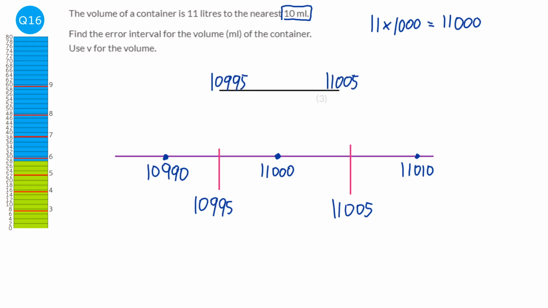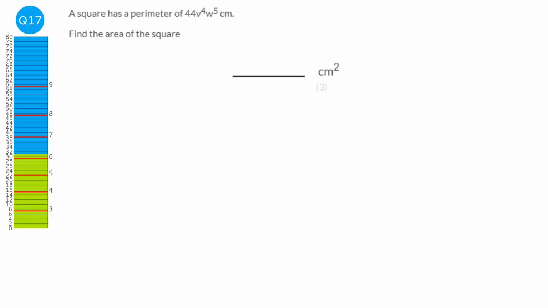And we just need to say that v can be anything above 10,995 and including that, and it can be anything below 11,005, but it can't include that, because if it was 11,005, it would have rounded up to 11,010. So we need to first of all work out what the length of the side of the square is. And to do that, we get the 44v to the power 4 w to the power 5, and we just divide it by 4.